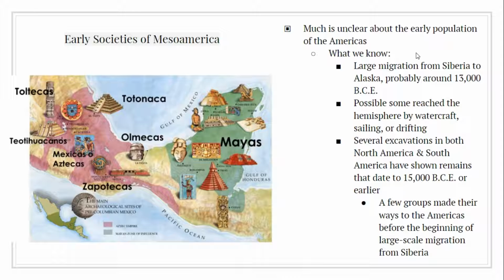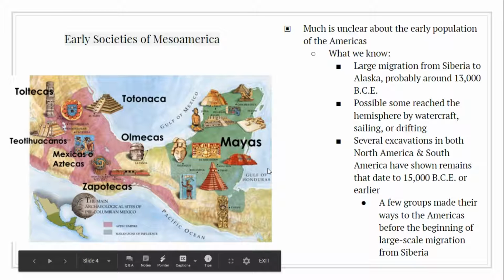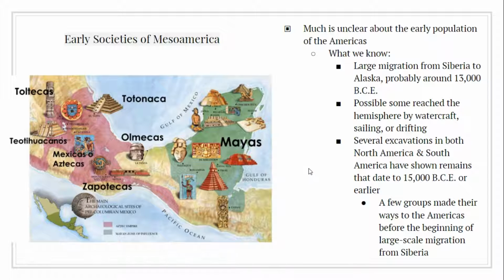We're going to start with a general overview of early societies of Mesoamerica. When I talk about Mesoamerica, I'm specifically talking about present-day Mexico, or at least central southern Mexico, all the way through present-day Honduras and El Salvador. So that's the general region here. On this map, I have all of the civilizations that came out in the Western Hemisphere. Much is very unclear about the early population of the Americas, but this is what we know.